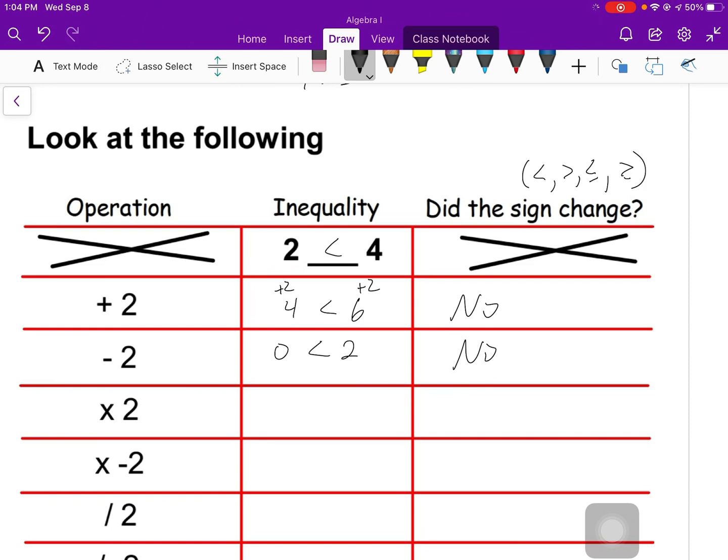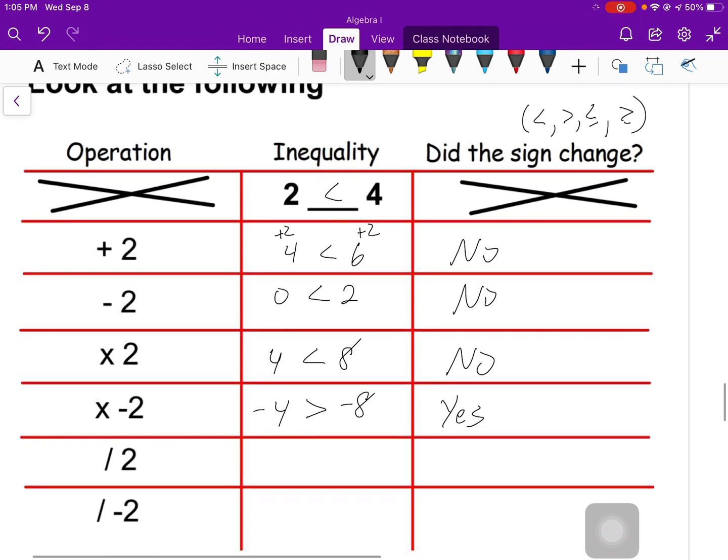I'll multiply them by 2. 2 times 2 is 4, and 4 times 2 is 8. Okay, 8 is still bigger than 4, so no, my sign didn't change. I'll multiply by negative 2, so now I get negative 4 and negative 8. Oh, but negative 4 is bigger than negative 8. So yes, I had to change the direction of my inequality.